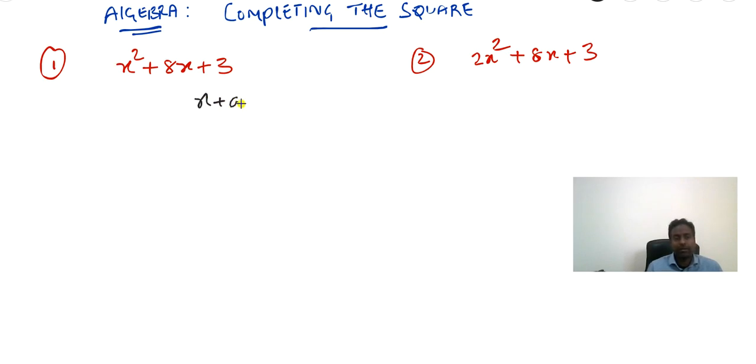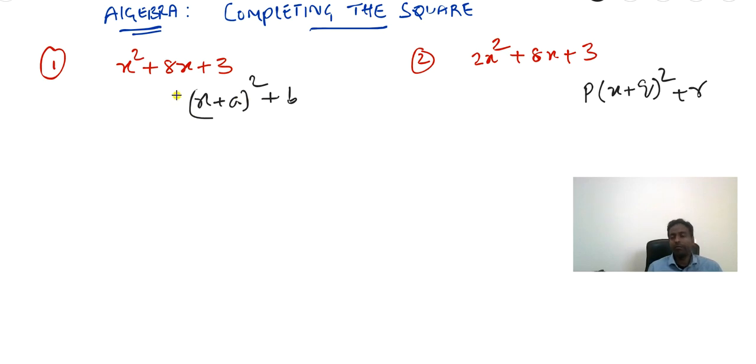Simple thing that you have to keep in mind is it must be written in the form of x plus a whole square plus b. Whereas if you have any coefficient over here, then it must be written in the form of p times x plus q whole square plus r. This is the formation of completing square for the given polynomial that we have, which is not a completing square. We need to make it.